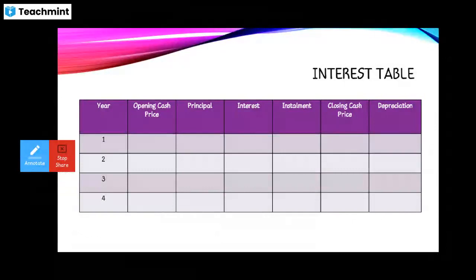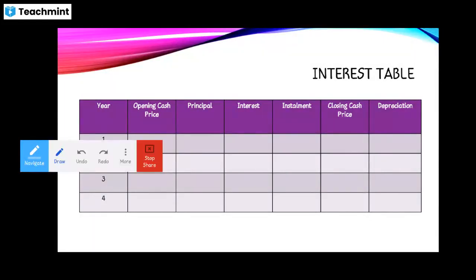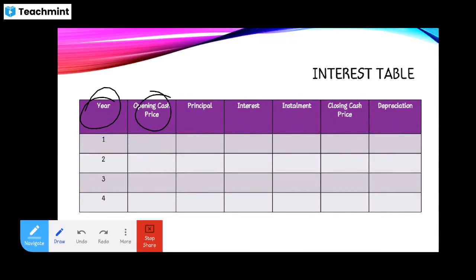During the last lecture, I think we have arrived up to the interest table. Let me repeat the interest table again because it is the most important part of this chapter. First, into the first column, we write the year. Then into the second column, we write the opening cash price. Opening cash price is the cash price remaining at the beginning of the year.